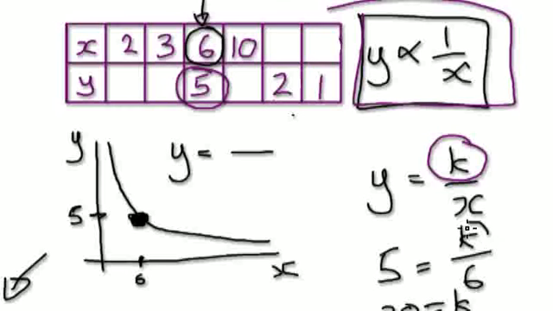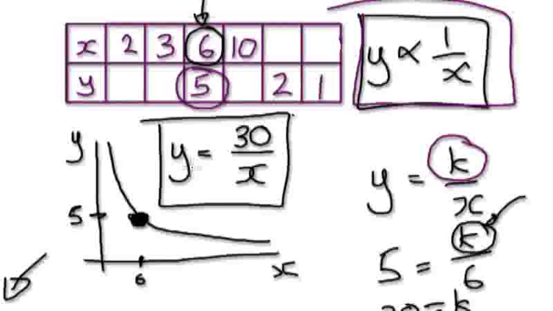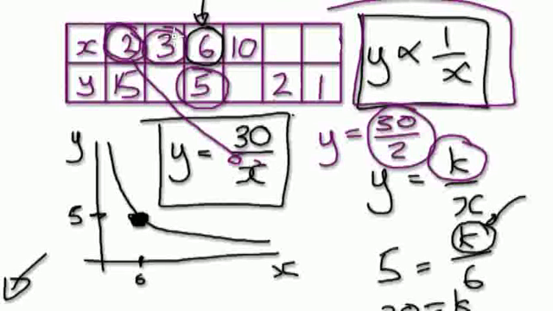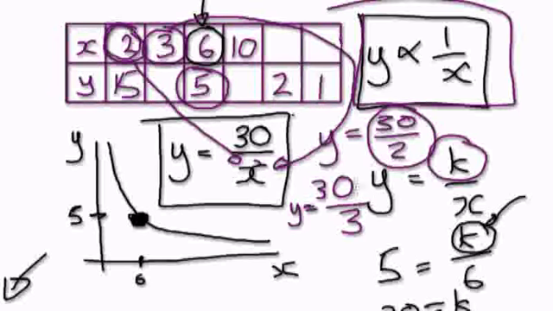So remember, k is 30, so we put the 30 into the k. So it would be 30 over x. So this is our equation. Once we've got our equation, we can just work out all these blanks. So now put 2 into the x here. So y here will be 30 over 2, because when x is 2, you put 2 into the x to work out y. So it will be 15. And then if you want to know this bit here, put this into the x, so y equals 30 over 3, which gives you y as 10.